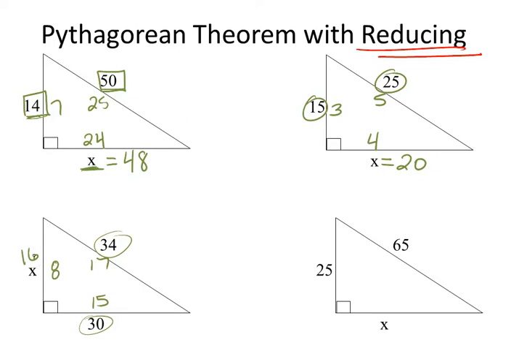My last problem over here, 25, 65, blank, I can divide both of these numbers by 5, giving me a 5 and a 13, which would make my third side 12 because it is a 5, 12, 13. Since my original numbers are multiplied by 5, my last number is also going to be multiplied by 5, and 12 times 5 is 60. It's all about just dividing and then remultiplying by the same number. It's basically just like ratios that we did in Chapter 6.